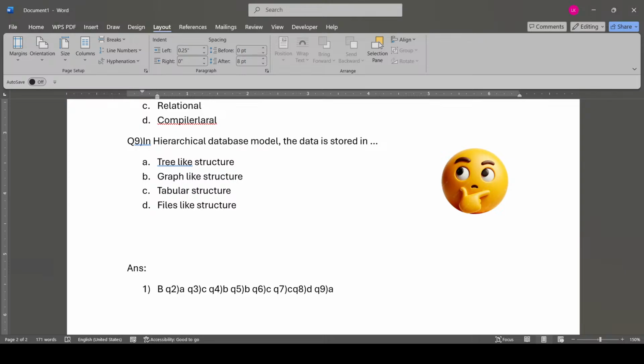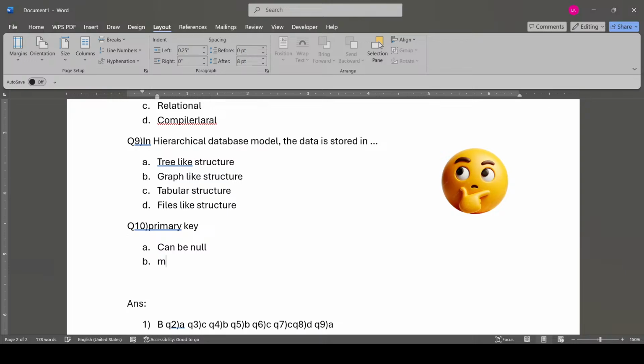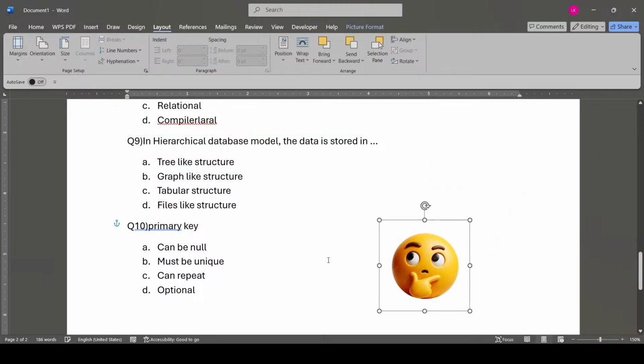Now going for the next question here. Question 10. The next question we have here is primary key. So the options are: A, can be null; next, must be unique; next, can repeat; next, optional. So what would be the answer to this? Question number 10.